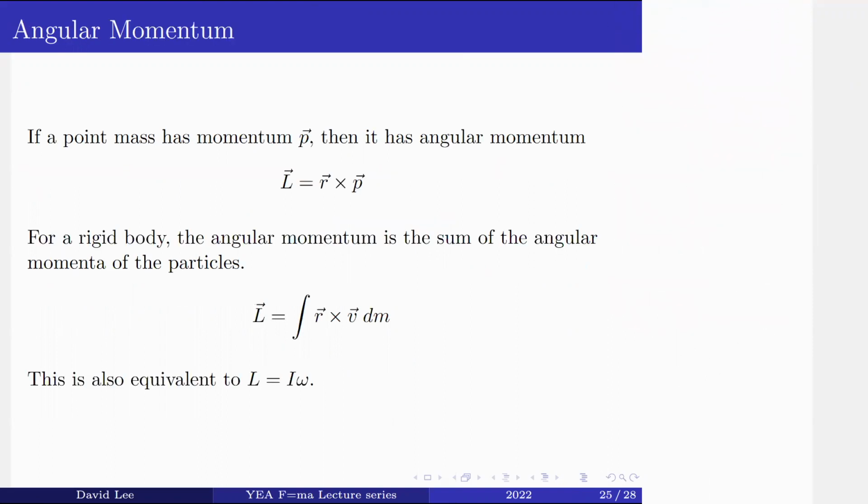And what about momentum? So we saw that in translational motion, we can have p equals mv, right? So the rotational analog is angular momentum, L, which is equal to I omega.